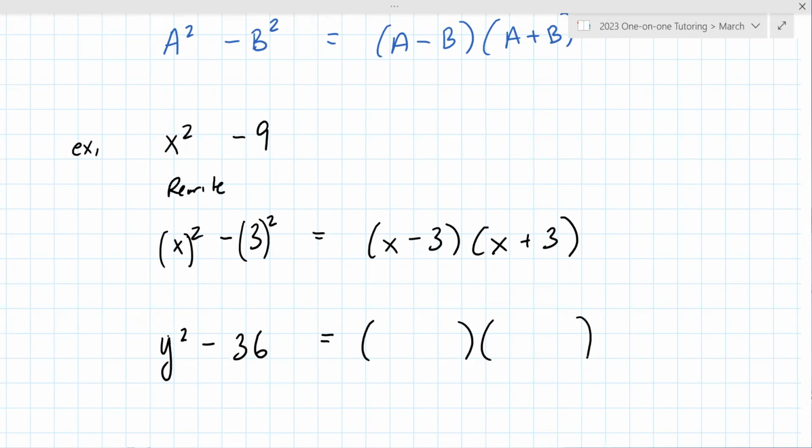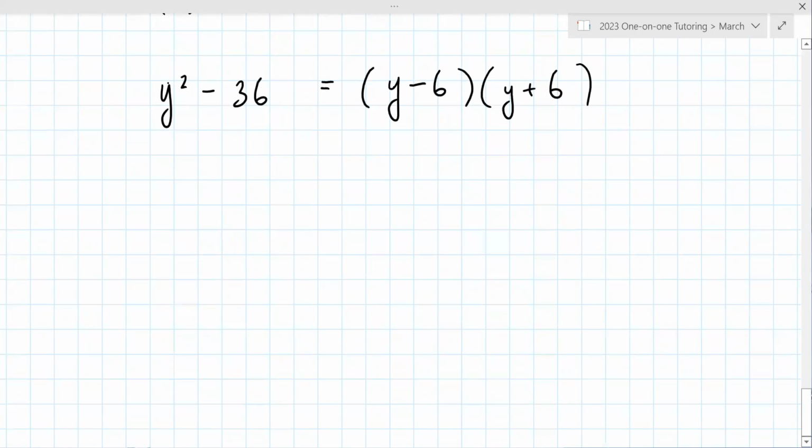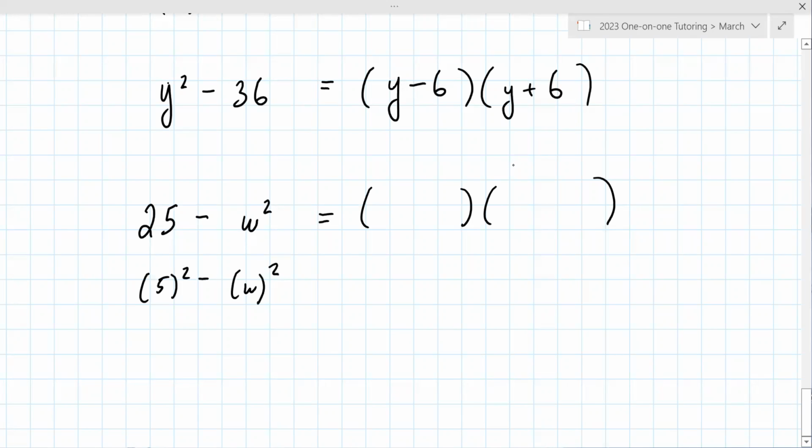I got y minus 6, y plus 6. Very good. Okay. Now it's possible that the order could be changed here a little bit. Like it could be 25 minus, I don't know, w squared, like this. And it still is in this form off to the right. It's just that your a could be a number. Your a isn't always a variable. So here it's really 5 squared minus w squared. What would go up here in parentheses in that case?